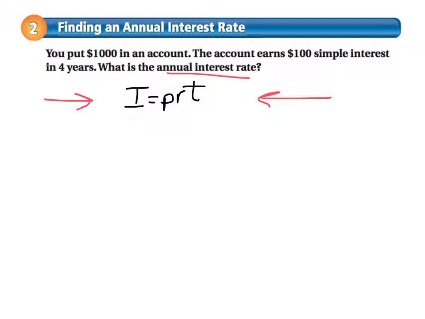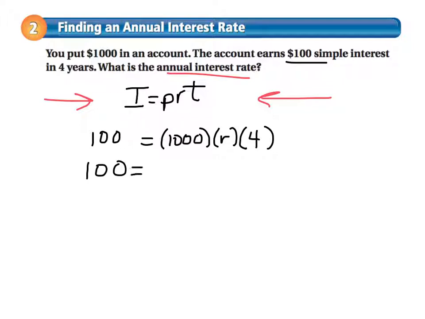So let's plug in our interest. We know that our simple interest is $100. We know that the principal, the money that's going into the account, is $1,000. The rate we don't know, and the time is 4 years. And now you just solve your normal equation.